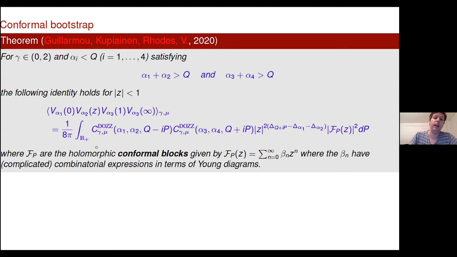And what is this F_P? Well, it's called the holomorphic conformal block. It's a holomorphic function, defined by an infinite series whose radius of convergence is one. And what are the beta_n? The beta_n have complicated combinatorial expressions in terms of Young diagrams. So there's lots of representation theory behind the definition of these beta_n's.